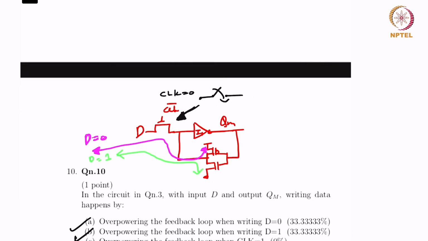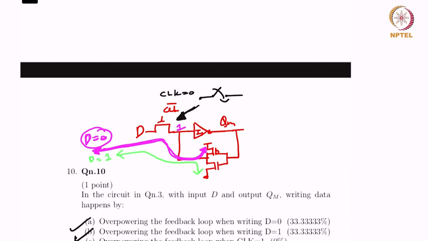Okay. So question 10. In the circuit in question 3, with input D and output QM, writing data happens by... So writing data always happens through overpowering the feedback. Let's say when D is equal to 0, you can look at this pink path. Sorry. So if you look at this pink path, it needs to overpower the PMOS. So when you are writing, given that a 1 is previously present at this node.